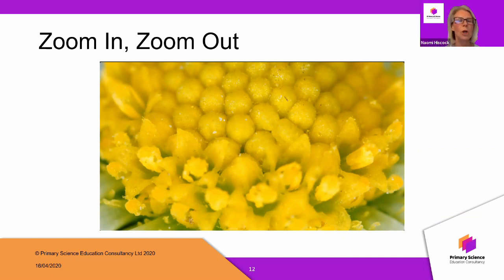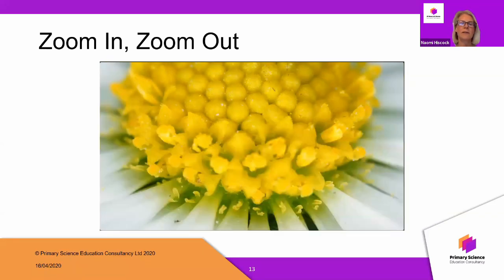So again, we've got more clues now, haven't we? We've got that white part coming in down there at the bottom. So that's now suggesting a particular type of flower. If we zoom out a little bit further, I think we can now see that we've got those petals.